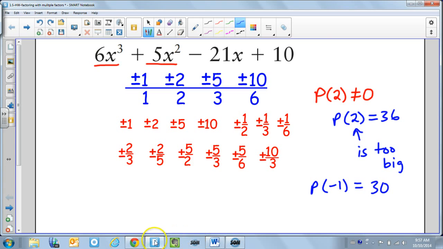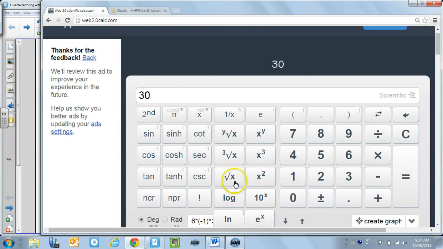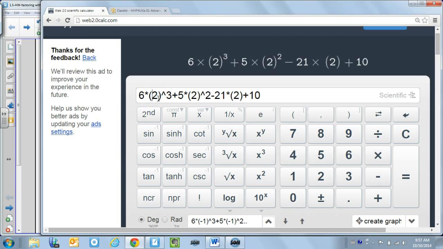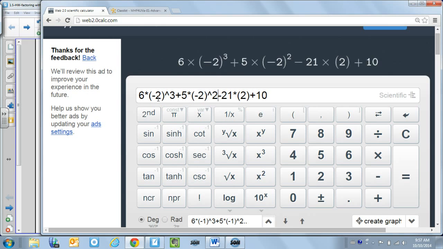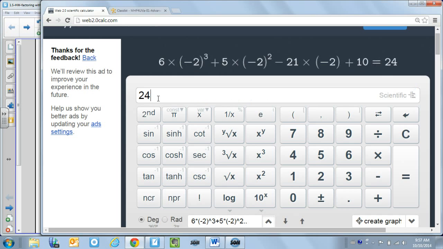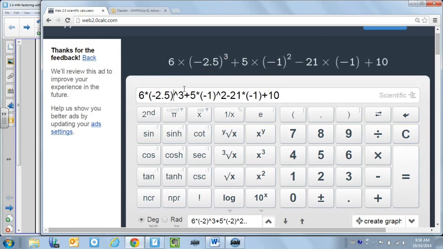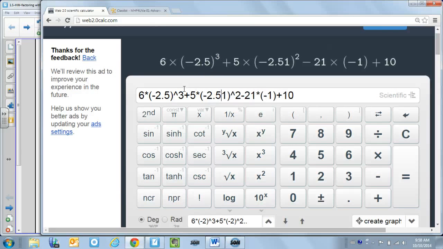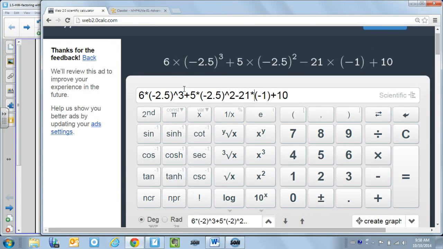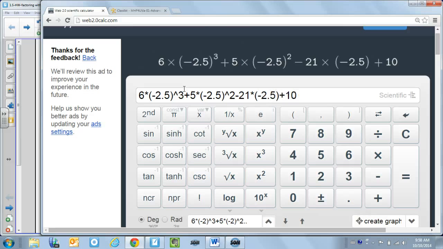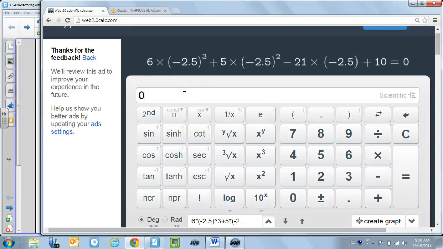So choosing a number that's smaller, we can try the -2. So negative in here, negative in here, negative in here. -2 is 24. It gives me 24. Still too big. What if we try the next one on the list, which was 5/2? So -2.5. And what we see is we get to the number 0.